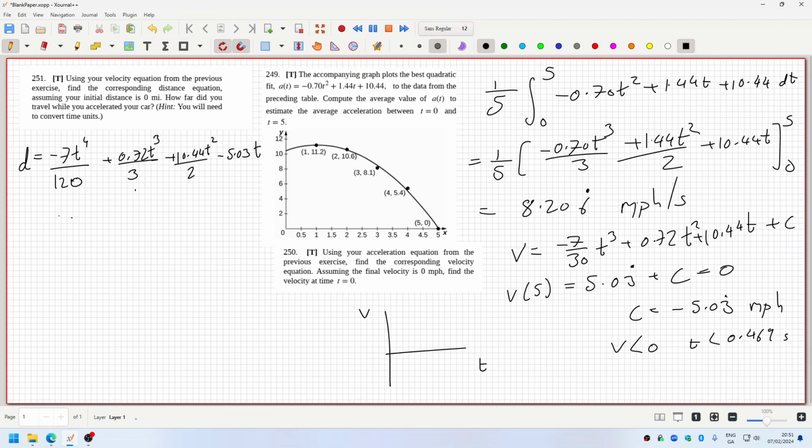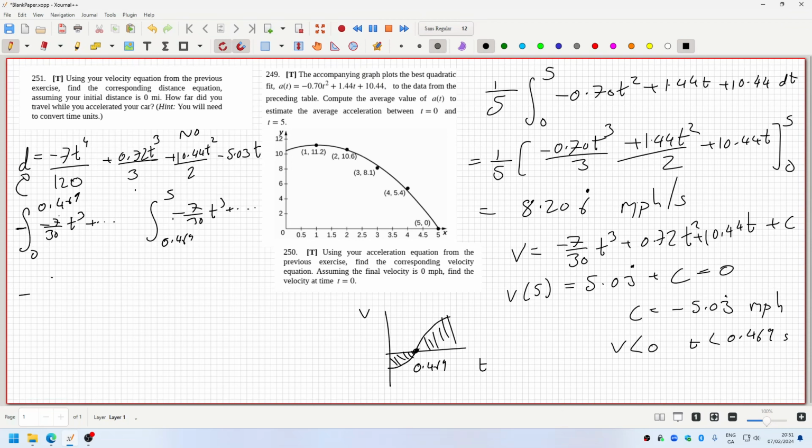If you look at velocity against time, it's something like this, and that's at 0.469. So the distance traveled would be that area up until this number, and then this one here. So that's not quite right. The integration will be from 0 to 0.469 of this V formula, minus 7 over 30 t cubed, etc., and then 0.469 to 5 of the same formula, although this one's upside down, so it gets a minus in the front. And then we can sub that into this formula.